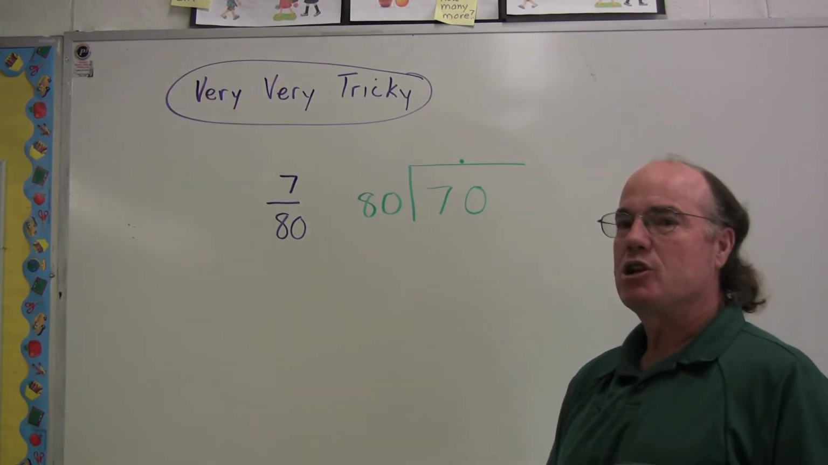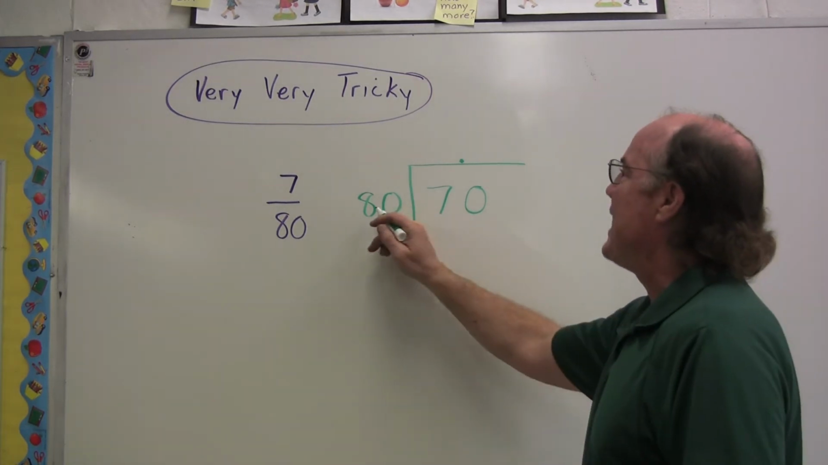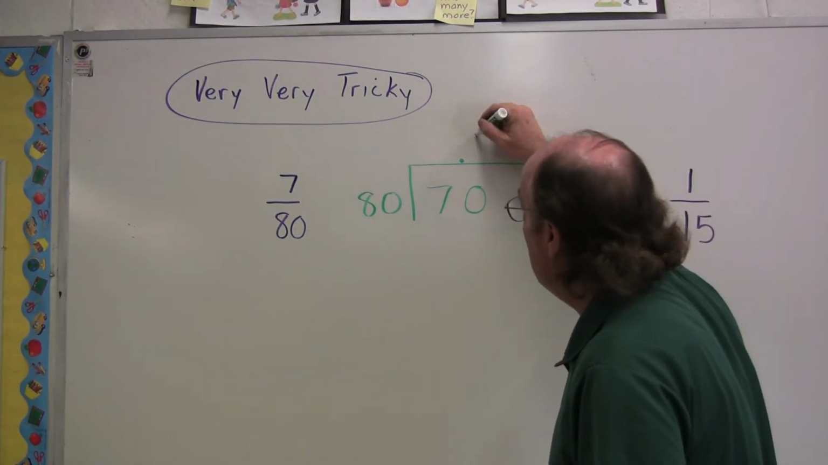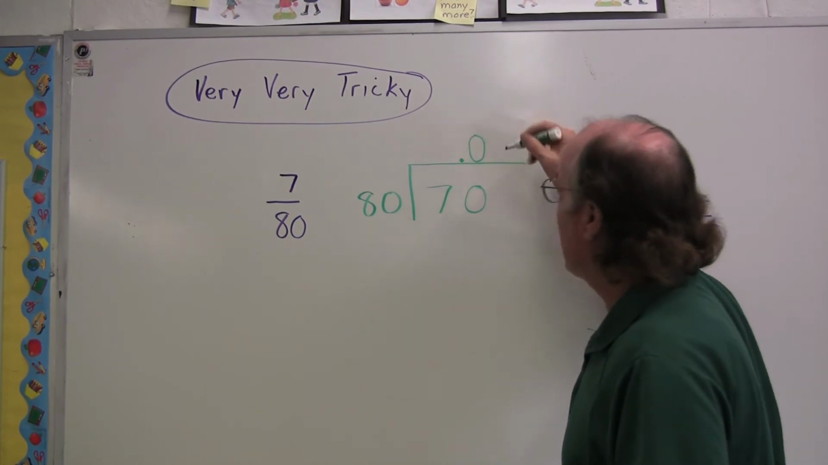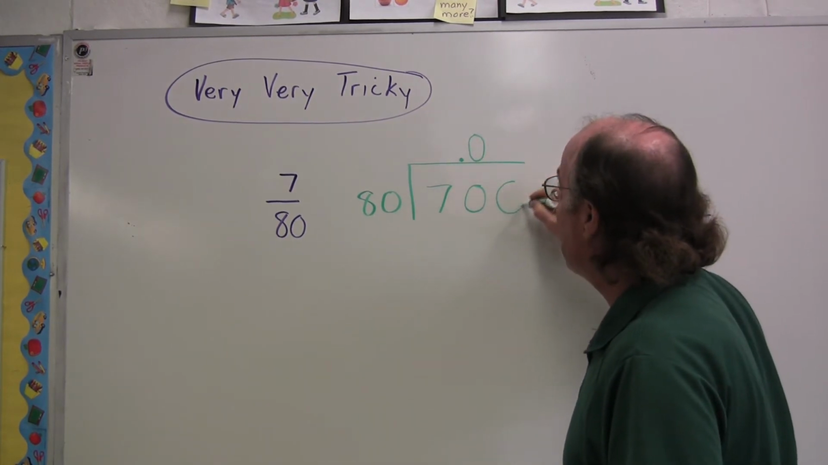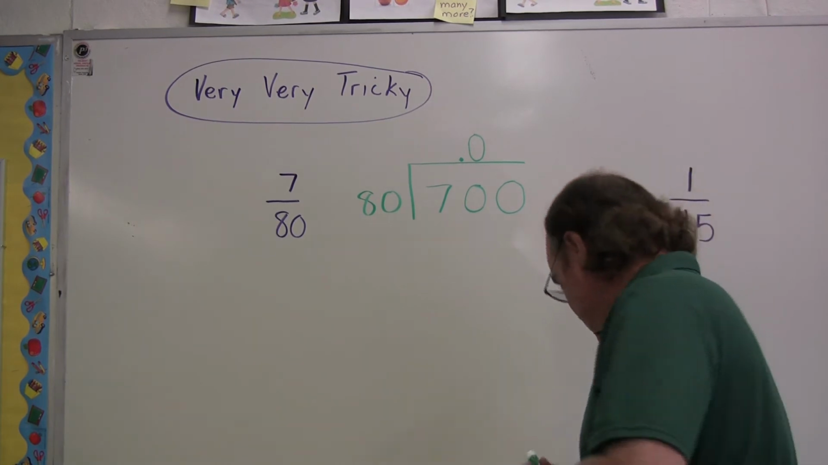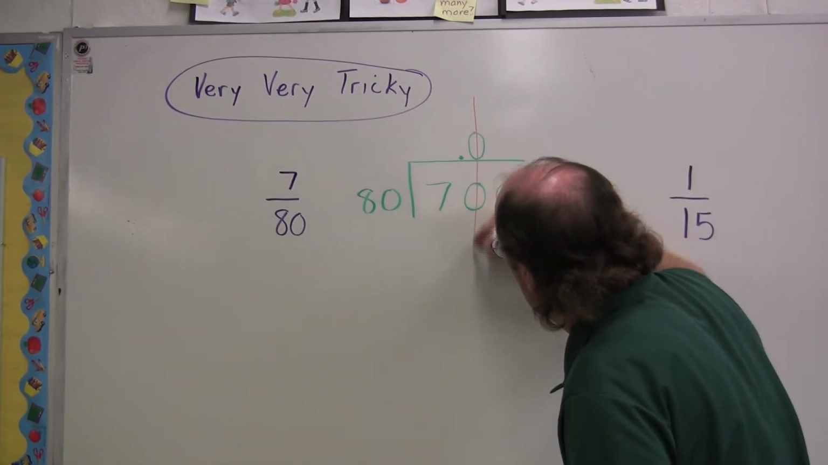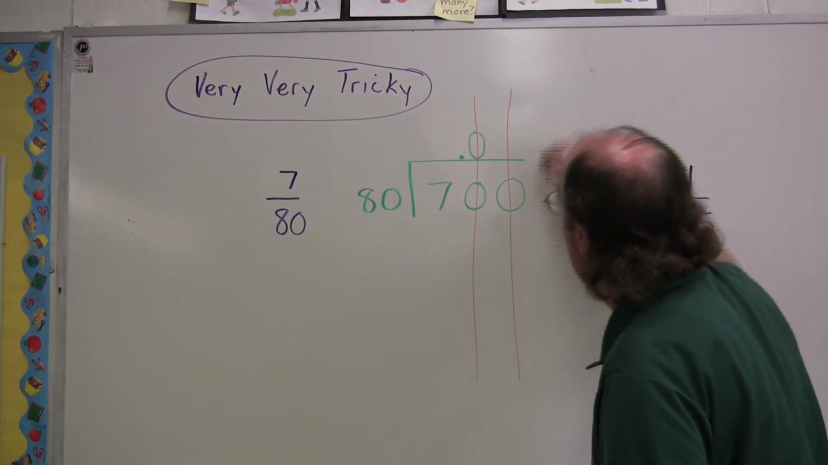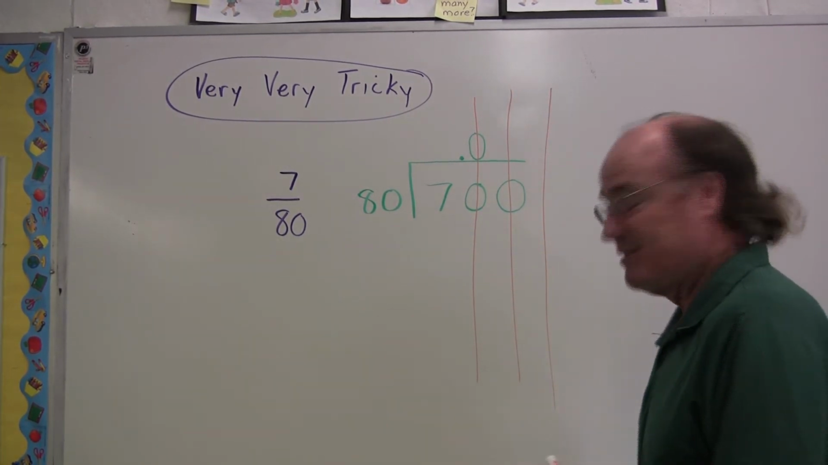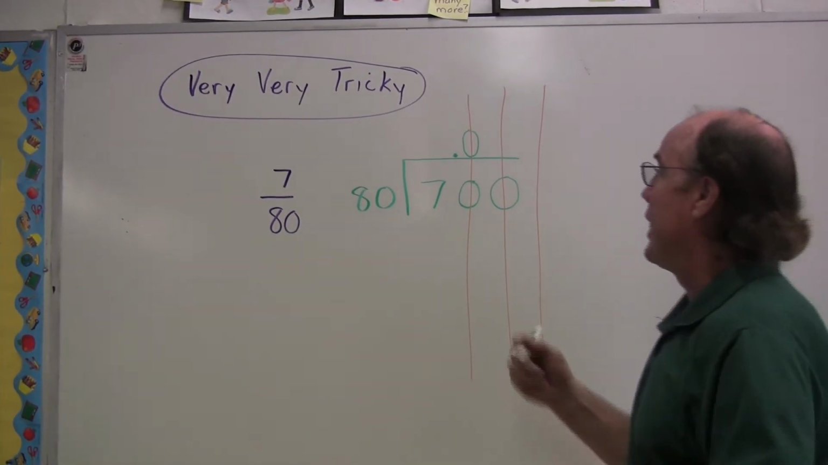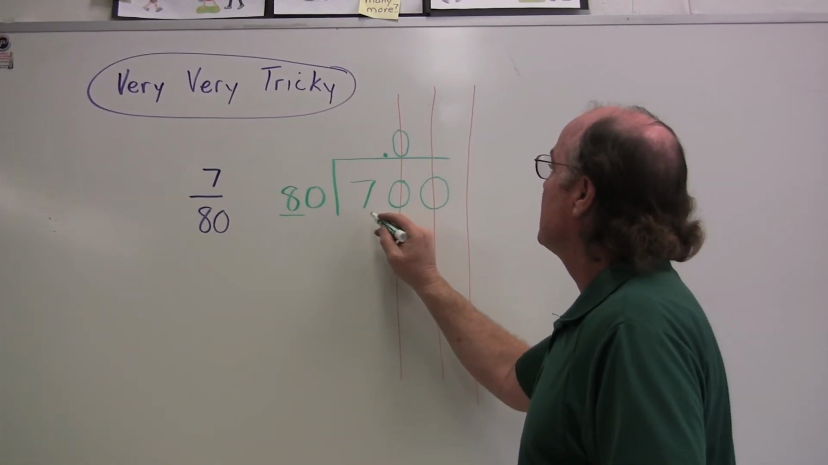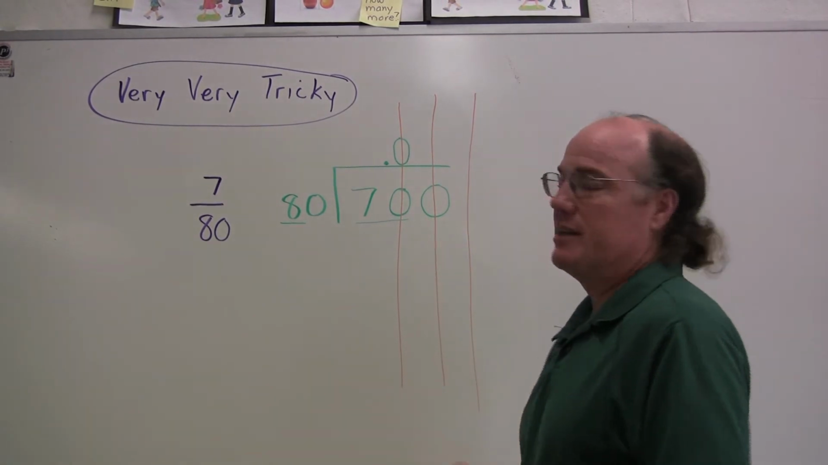Now here's where it gets a little bit tricky. Can 80 go into 70? No. So you have to put the 0 here before you add another 0 there. And this is very critical. We've got to keep these columns straight. Now, 8 is going to go into 70, let's say.